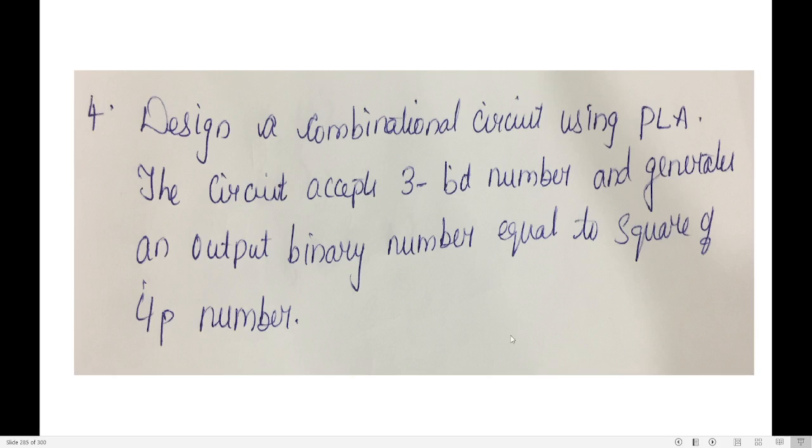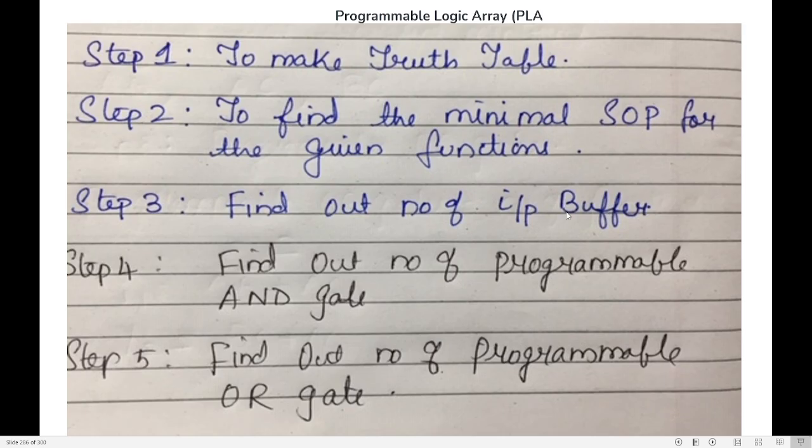Hi, very good morning. Let us see how to design a combinational logic circuit using PLA. See the question. It says the circuit accepts a 3-bit number and generates an output binary number equal to the square of the input number. It means it accepts a 3-bit number. The output is a binary number which is the square of the input. Okay, let us see the question.